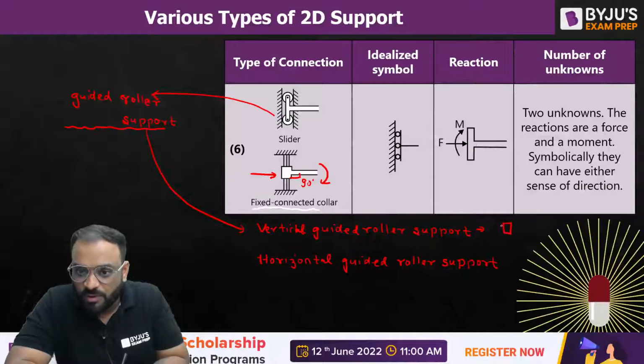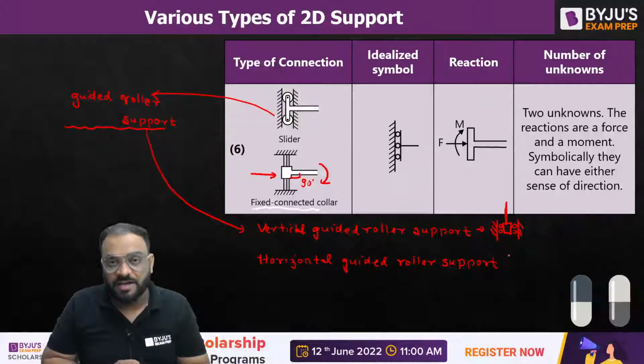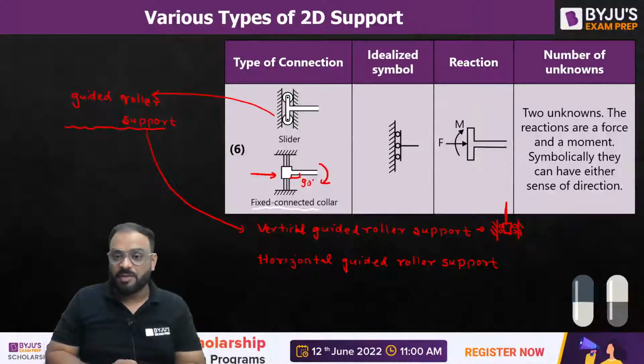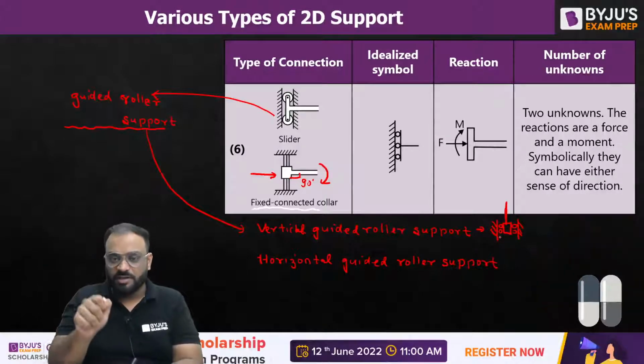You can make a box which is connected with the rollers, and it is to be placed between two surfaces. Now you can see here guys, this particular support is a vertical guided roller support. Why? Because the movement of this particular roller is to be allowed in the vertical direction.